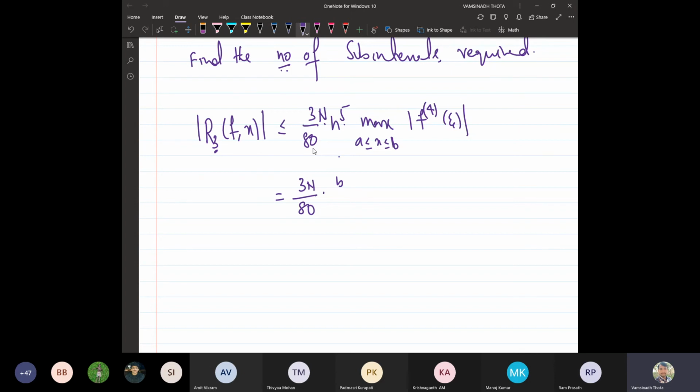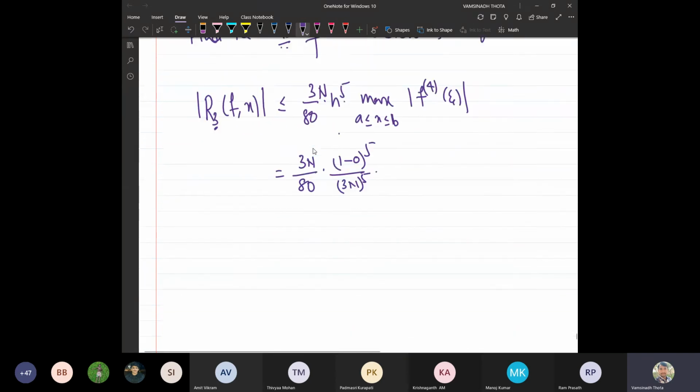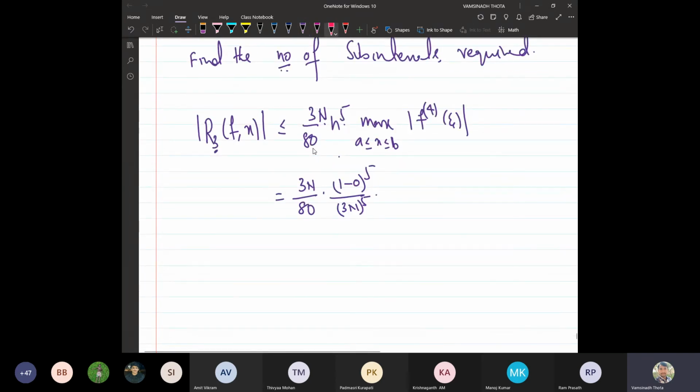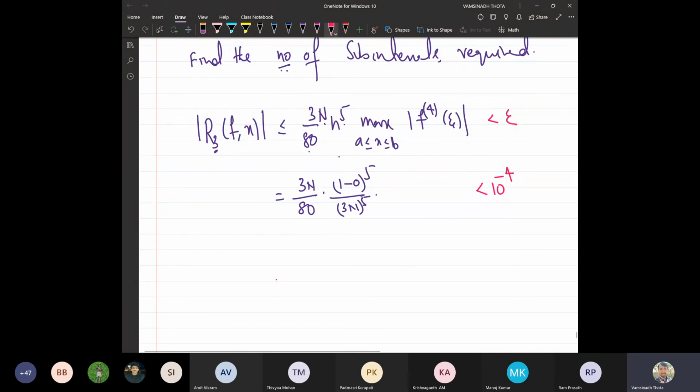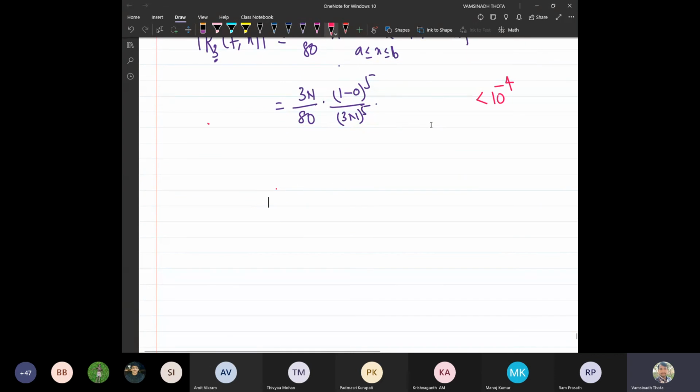What is b minus a? It is 1, so we have 1 upon 3n to the power 5 times the maximum of this one. This is what we need to evaluate. But what are we expecting? We are expecting this to be less than epsilon, so it should be less than 10 to the power minus 4. Everything is fine, but what we do not know is the maximum of the fourth order derivative of f. So that is what we need to evaluate.